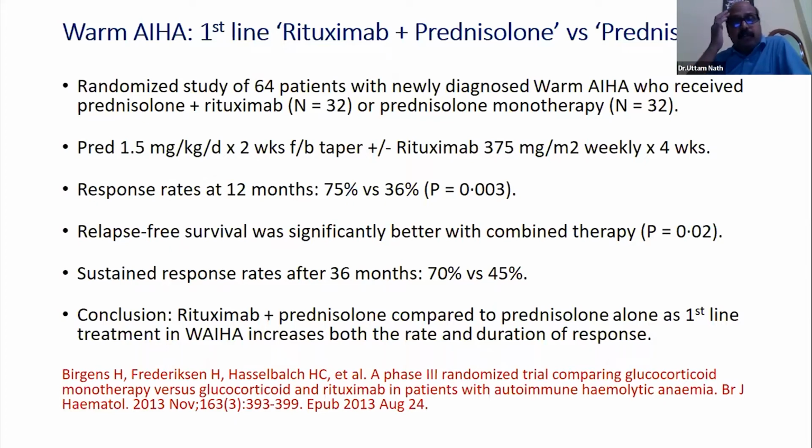Also, the relapse-free survival was better with this combination, and sustained response rates after almost 3 years were also higher compared to prednisolone monotherapy. So this study by Birgens et al. concluded that rituximab plus prednisolone compared to prednisolone monotherapy may be a better first-line treatment in terms of higher rates and prolonged duration of response in warm AIHA.